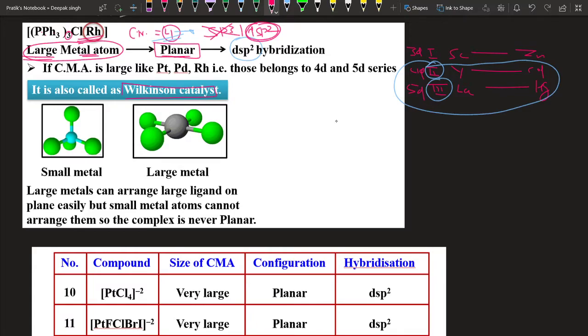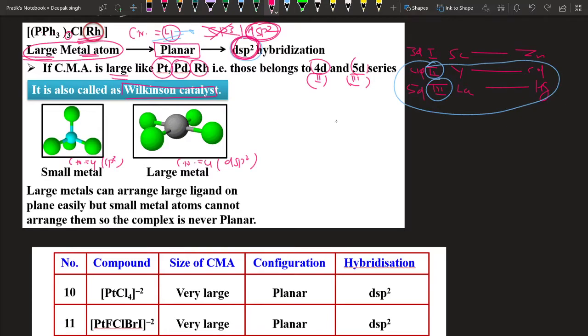So all large metal atoms provide larger surface and they are able to form planar complexes, and for all square planar complexes with coordination number 4, the hybridization is dsp2. If the central metal atom is large, like platinum, palladium, rhodium, that is if they belong to the second transition series, 4d, or third transition series, 5d, then because of the larger size, can you compare this? This is the tetrahedral complex. This is coordination number 4 and the hybridization is sp3. And this is coordination number 4 but the hybridization is dsp2.